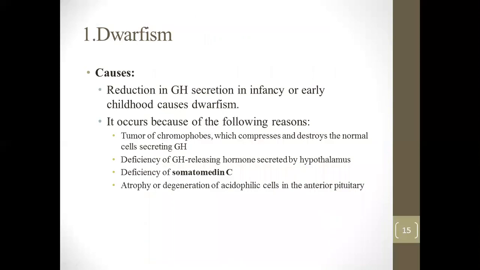What are basically the causes of dwarfism? Reduction in the growth hormone secretion in infancy or early childhood. It's because of the tumor of the chromophore cell, deficiency of the growth hormone releasing hormone, deficiency of the somatomedin C, and atrophy or degeneration of the acidophilic cell in the anterior pituitary.